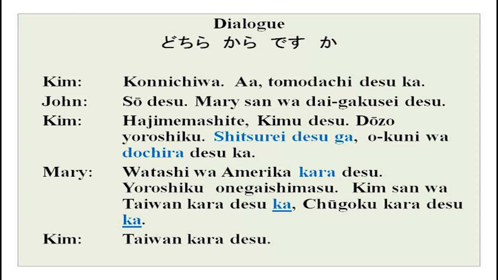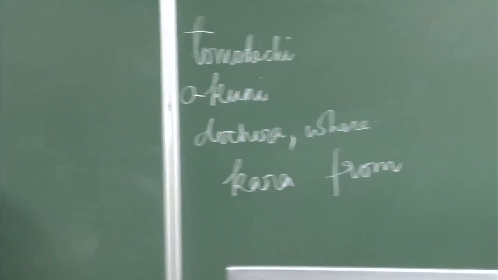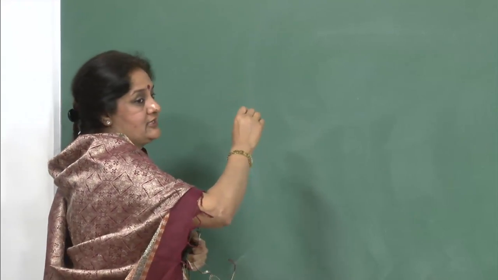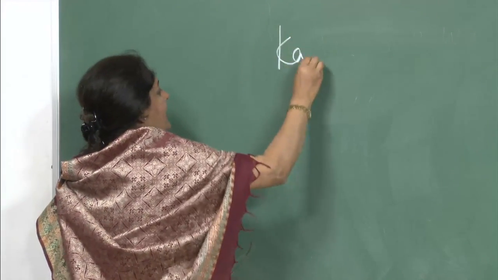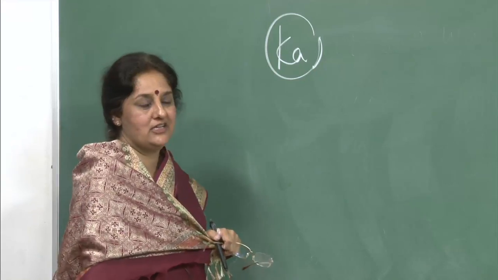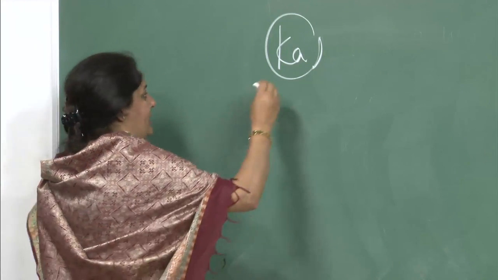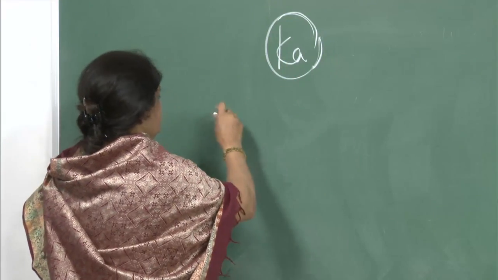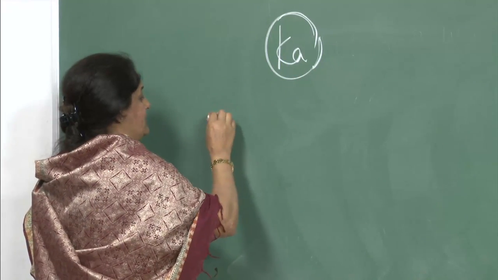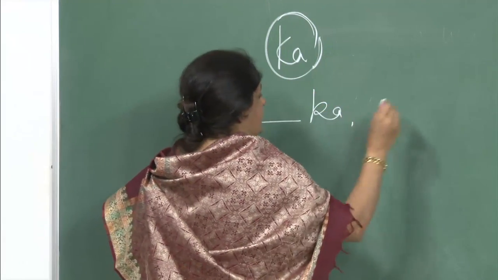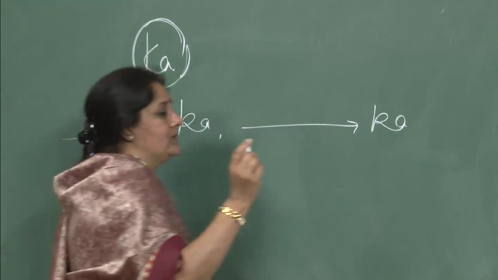Now, Mary wants to know where Kim is from. She has already told him that she is from America. Now she wants to know where he is from, so she asks, Kim-san wa Taiwan kara desu ka? Chugoku kara desu ka? Now, we had done in our last lesson, if you put ka in the end, it becomes a question, interrogative statement. So, you will see that we have two kas over here.